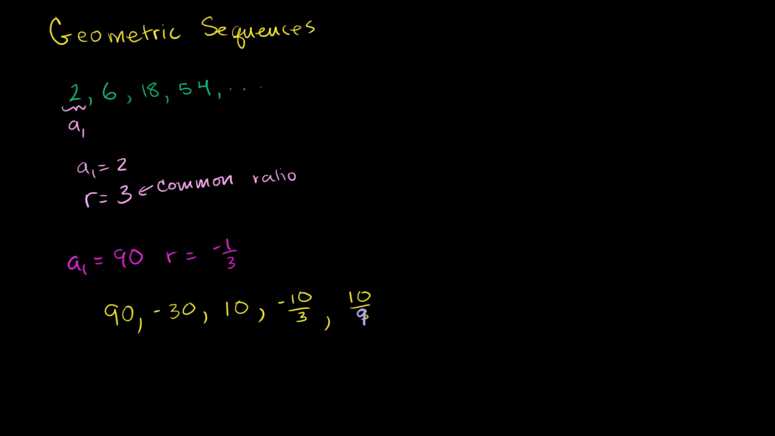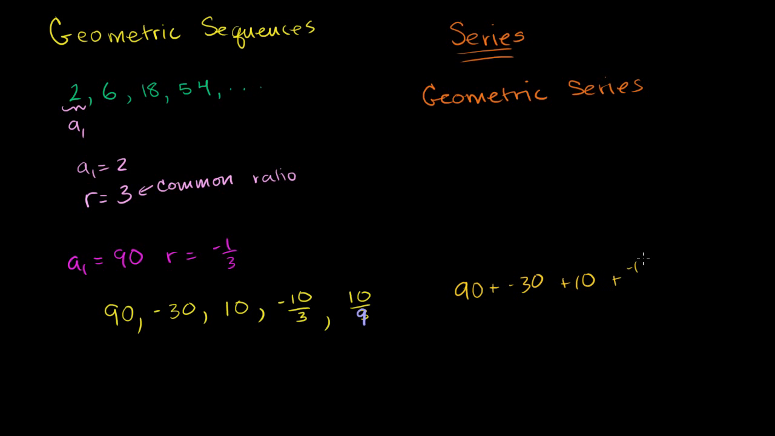These are sequences. You might also see the word series, and you might even see a geometric series. A series, the most conventional use of the word series, means a sum of a sequence. So for example, this is a geometric sequence. A geometric series would be 90 plus -30 plus 10 plus -10/3 plus 10/9. So a general way to view it is that a series is the sum of a sequence.